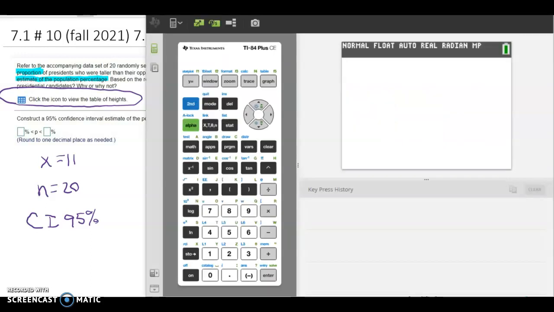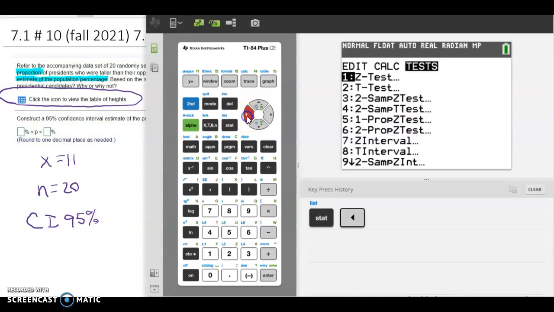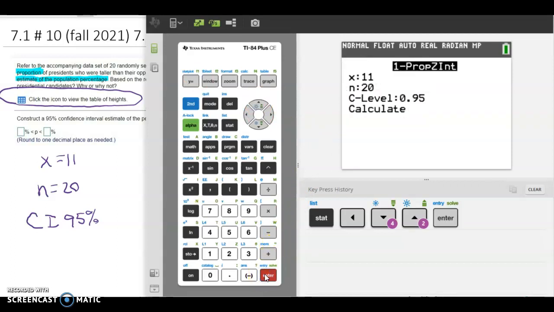To find a confidence interval for a proportion in your calculator, first you're going to press Stat, and then you're going to scroll over to Tests. You can either press right twice or left once. And you're going to go down until we find 1-PropZInt. On my calculator, it's A. And press enter on that.